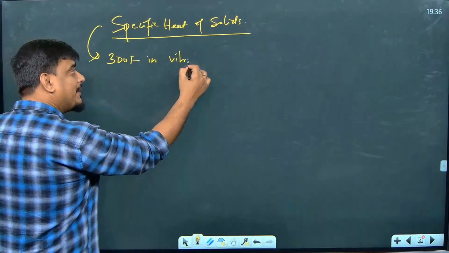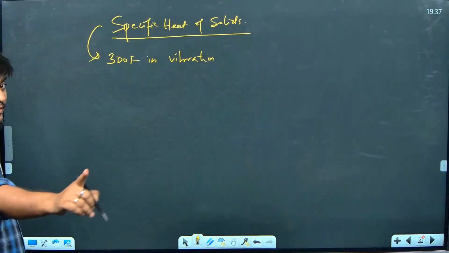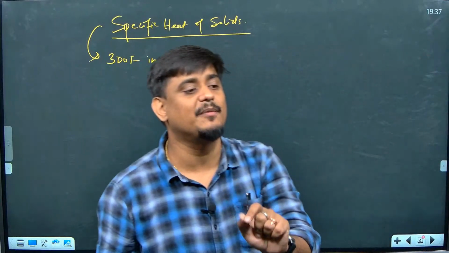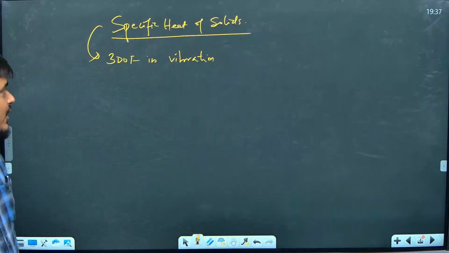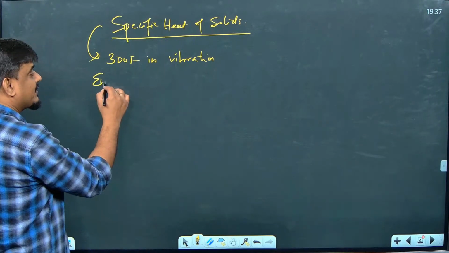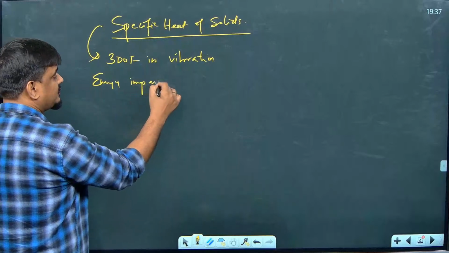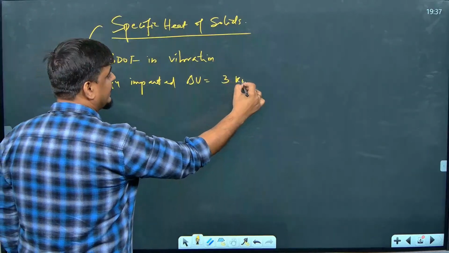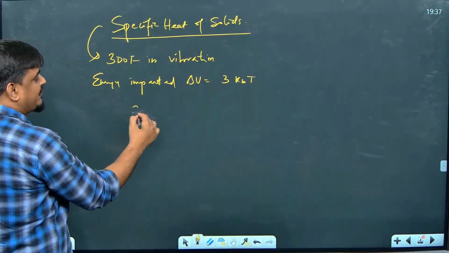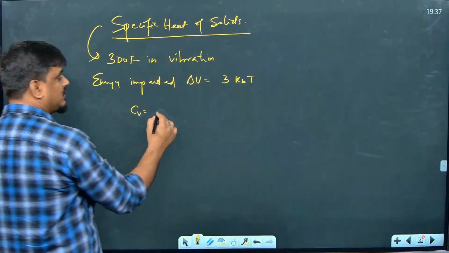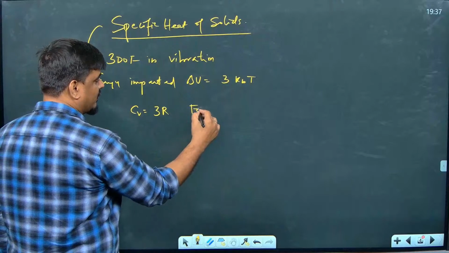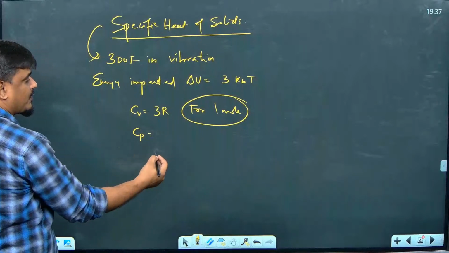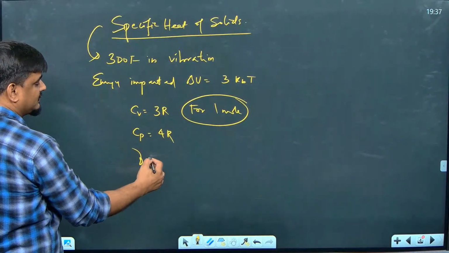In vibration. See, degree of freedom in translatory is different from vibration, isn't it? Degree of freedom in translatory and rotational are same, but in vibration, it is kT for each degree of freedom. So what will be the energy? 3 kT. Very good. So what will be the value of CV? 3 kB, or you can write 3R for 1 mole. Per mole I will get 3R. What will be Cp then? 4R. So what will be gamma then? 4 by 3, which is 1.33.